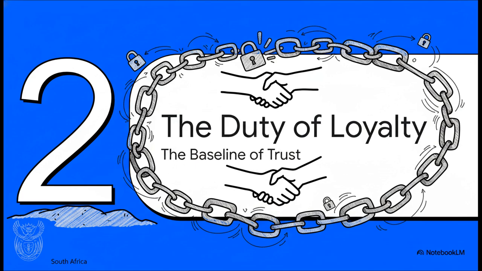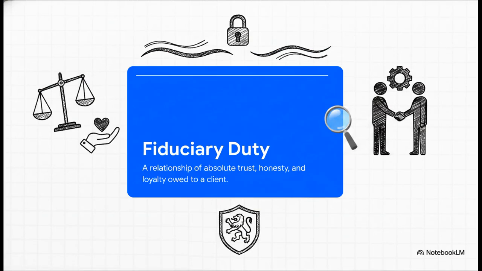Moving right along to Section 2, the duty of loyalty. This is really the baseline of trust. You know, you really can't fully grasp what a conflict is until you understand this core concept: fiduciary duty. As a legal practitioner, you owe your client a fiduciary duty. That basically means a relationship of absolute trust, total honesty, and unwavering loyalty. We are talking about the absolute highest standard of care in the professional world.